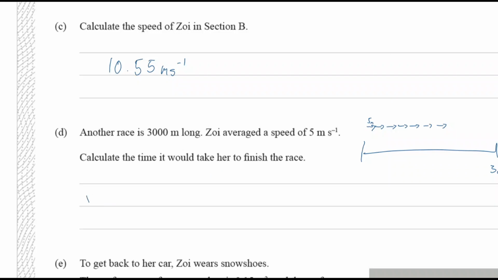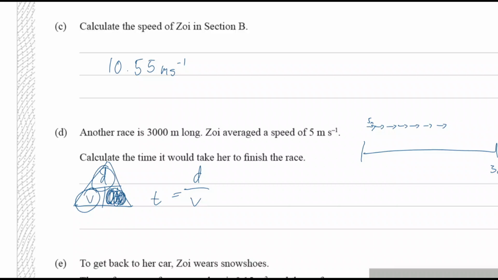there are the formula triangles, which is rearranging, but just a bit more visual. So if we're looking for time, we cover up time. So time equals, and then we're left with distance divided by velocity.